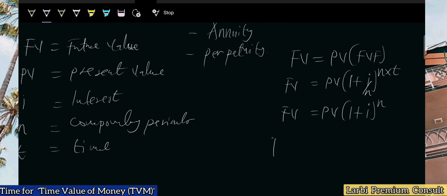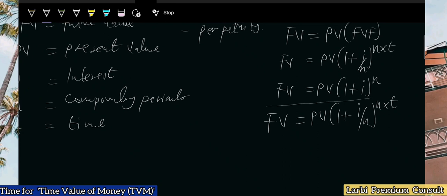So in simple terms, future value is our present value times (1 plus the interest divided by the compounding periods) to the power of the compounding periods multiplied by what? The time factor. I hope that is clear. So this is the formula for the future value.